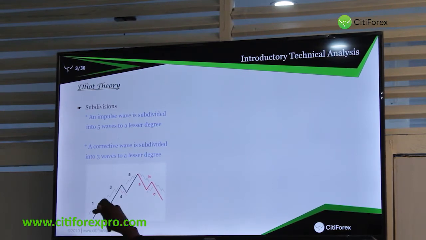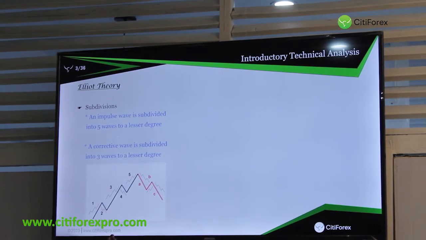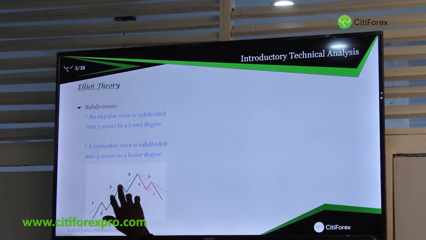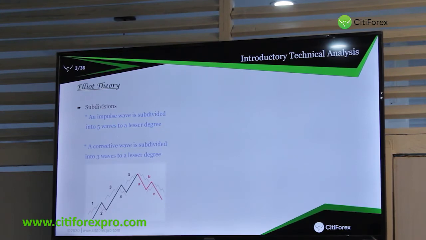So I can get 1, 2, 3, 4, 5 in this one, and A, B, C here. You see, on the corrective wave, I'm getting A, B, C. On the actual impulse wave, I'm getting 1, 2, 3, 4, 5. I'm not getting 1, 2, 3, 4, 5 on the pullback, which is the corrective wave. That's clear, right? Next thing I'm going to show you after this slide is the rules.